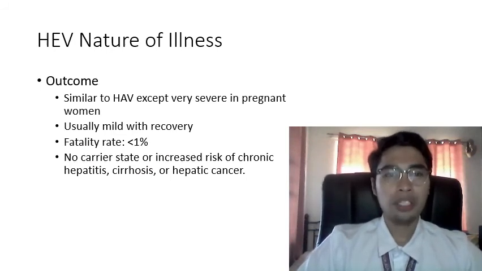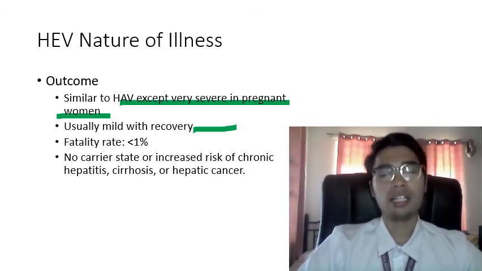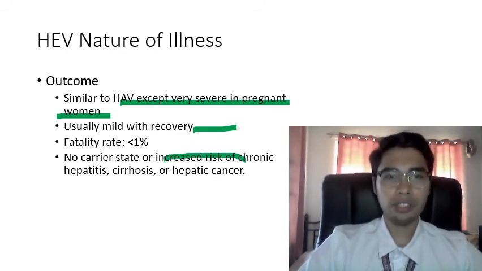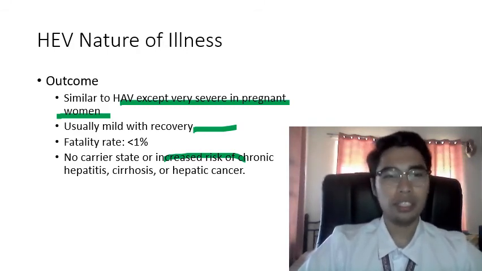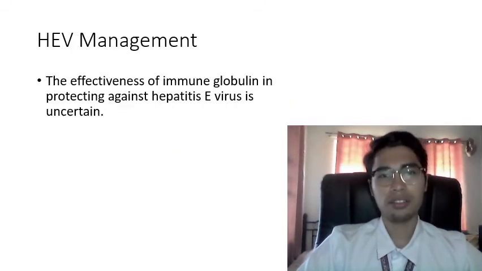Similar to HIV is the nature of illness, but severe if you are pregnant. Usually mild with recovery, fatality rate, like the hepatitis A virus, less than 1%, no carrier state or increased risk of chronic hepatitis, cirrhosis, or hepatic cancer. So only B, C, and D will give you this high risk of cirrhosis and hepatic cancer.